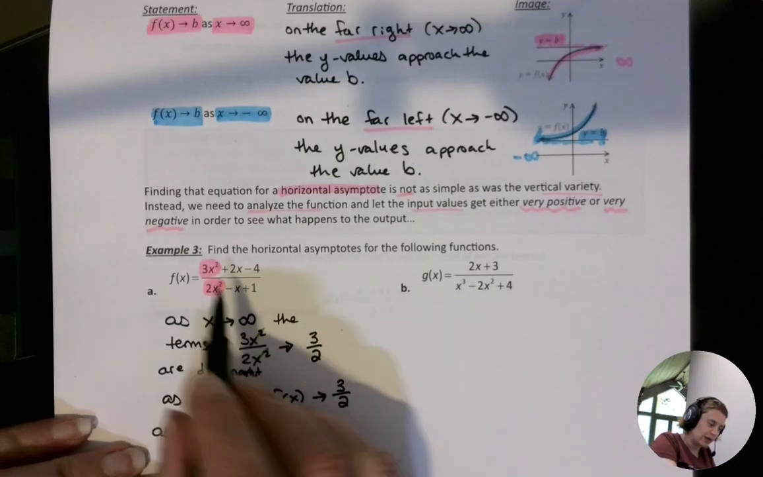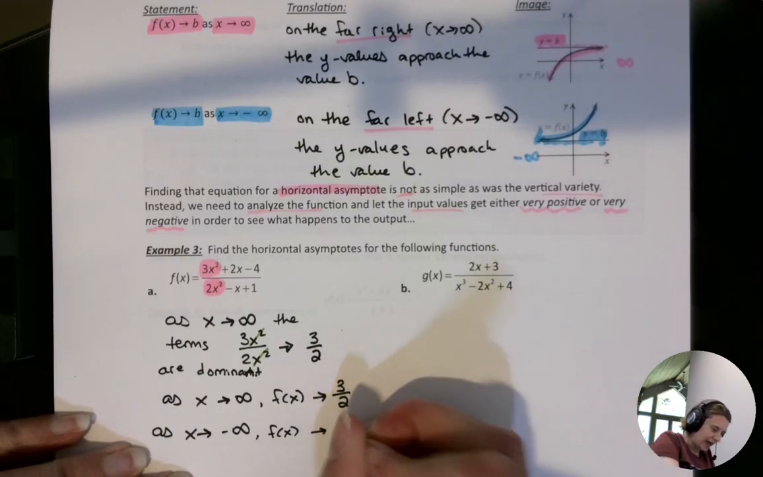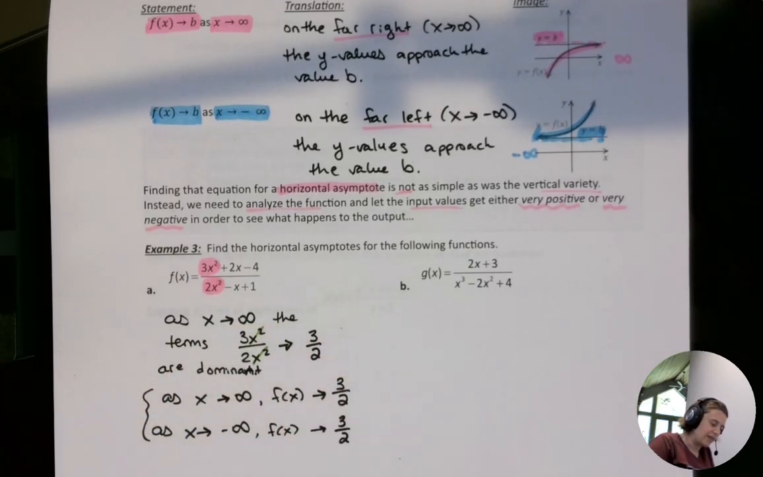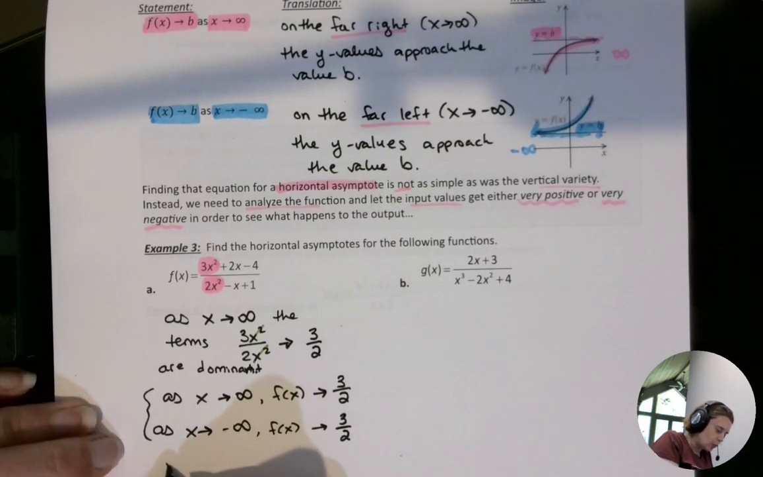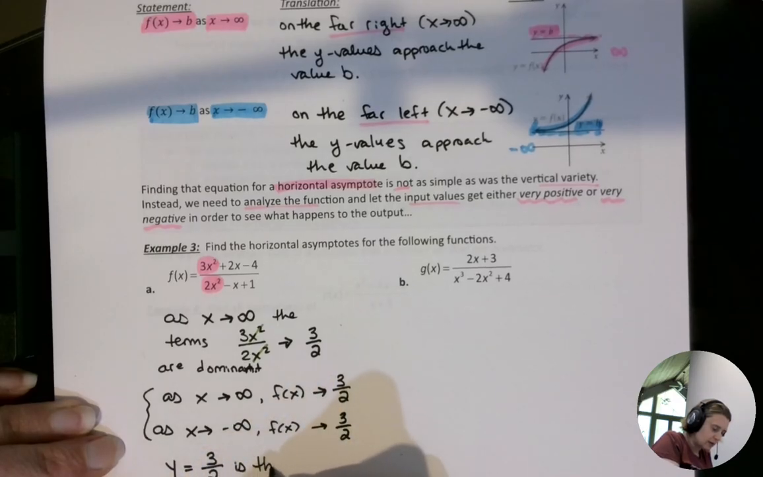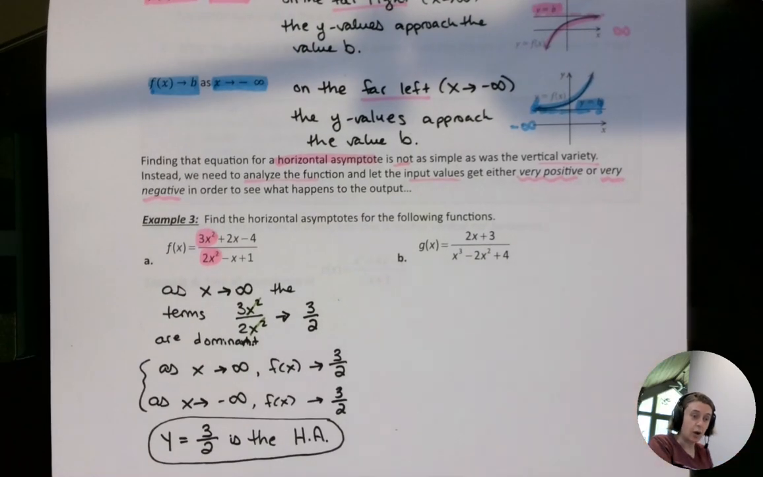But since I have the same degree, x squared, on both top and bottom, I am going to be approaching that same value, 3/2, because the x's reduced out evenly with each other. So on both sides, we have that limit of 3/2. It is possible that we'll have two different horizontal asymptotes, one on the left and one on the right. They don't have to be the same value, but they absolutely are the same value in this case right here. So that means that y equals 3/2 is the horizontal asymptote. There's only one, and we're going to get that asymptote on both left and right sides.